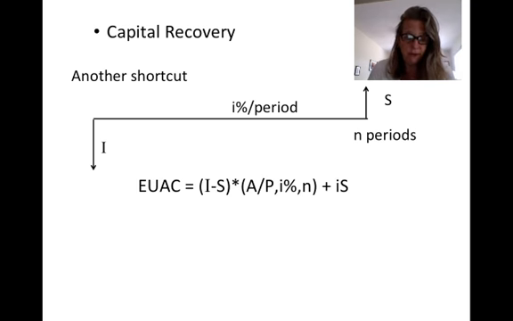So there's a shortcut that was developed, and I could go over the proof of this, but I'm not going to. So you just have to take my word for it, that equivalent uniform annual cost is equal to (I minus S)(A given P) plus I times S. So we take the difference between the investment and the salvage value, we spread it out over the life, and then we add to that the interest times the salvage value. I've never been able to figure out in my mind why this makes sense. I know why it makes sense algebraically, but we just have to trust this is a shortcut. The reason it's a shortcut is that we only have to look up one factor.